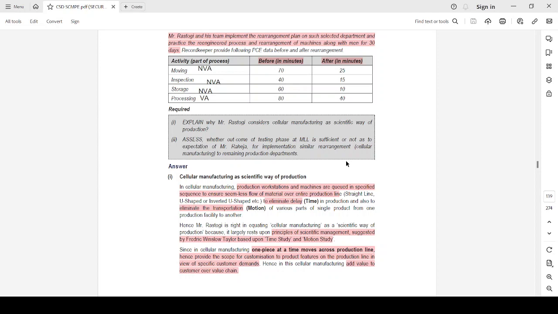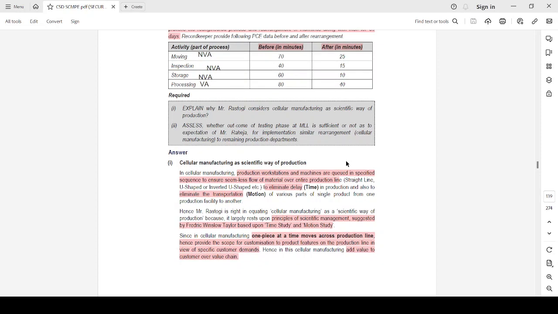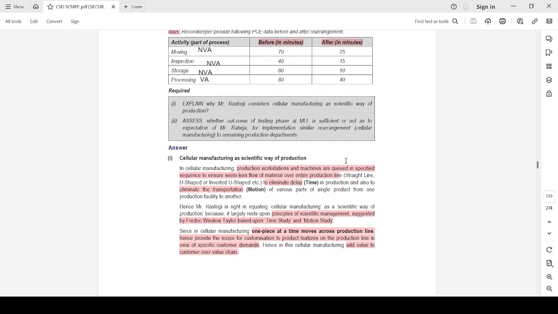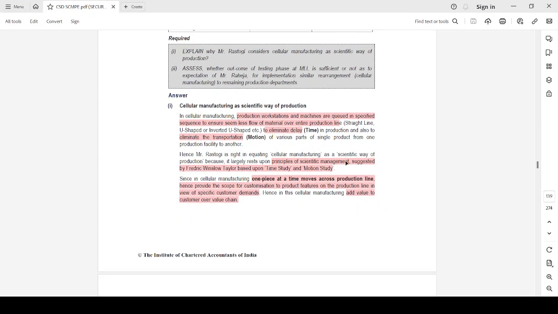Then assess whether the outcome of the testing phase of ML is sufficient or not, whether it meets the expectation of Raheja or not. Let's quickly do it. Cellular manufacturing is a scientific way of production. Why? Because it is based on the principles of Frederick Winslow Taylor.